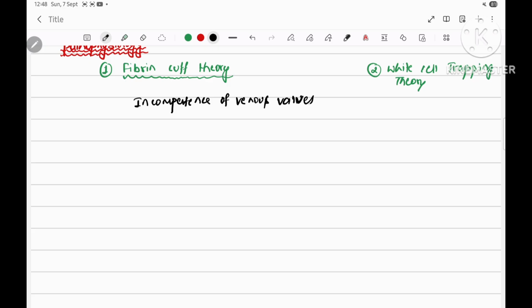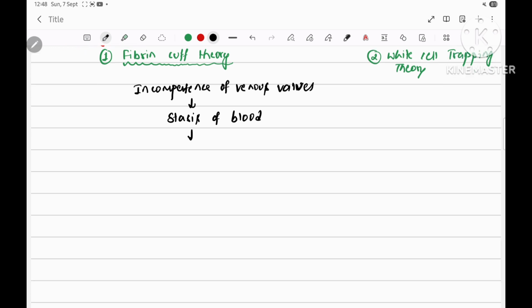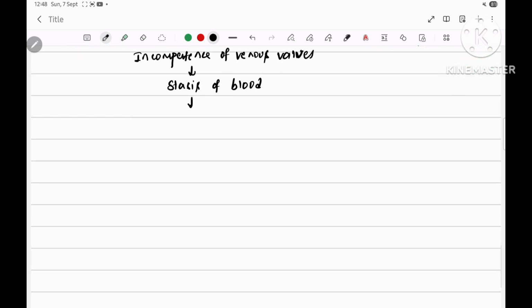What does it do? It leads to the stasis of blood. When this blood gets accumulated in the vein, it causes chronic ambulatory venous hypertension. What does it cause? It causes chronic ambulatory venous hypertension.